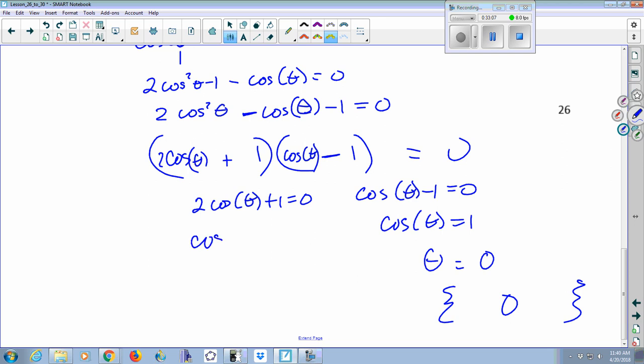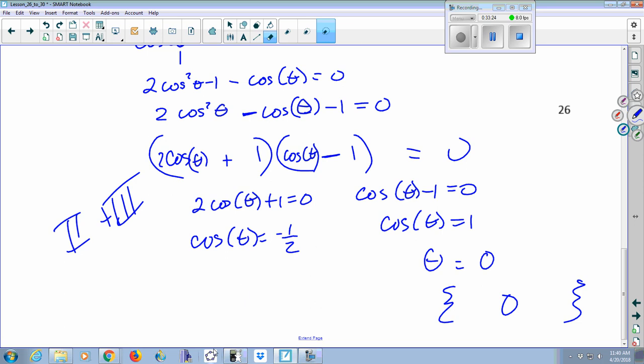Here we have cosine of theta equals negative 1/2. So I'm in the second and third quadrant for these solutions on this interval. So theta is, in the first quadrant, I would be at pi over 3. The second quadrant, I would be at what number? 2 pi over 3. So theta is equal to that. Or the fourth quadrant, 4 pi over 3. So there are your 4 solutions. 0, 2 pi over 3, and 4 pi over 3.